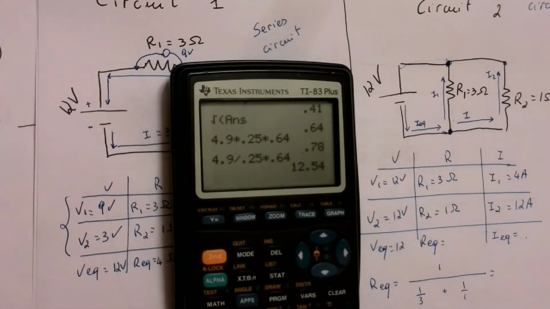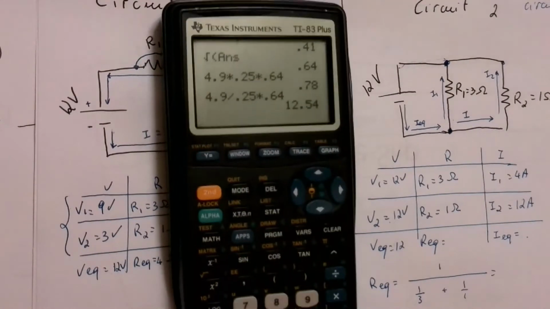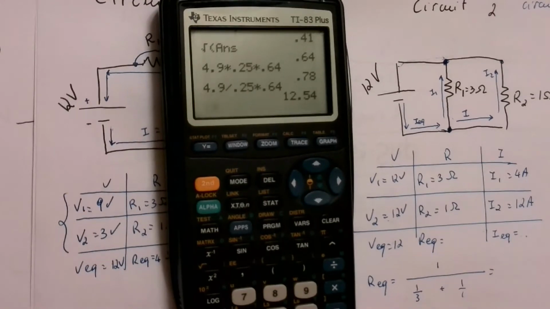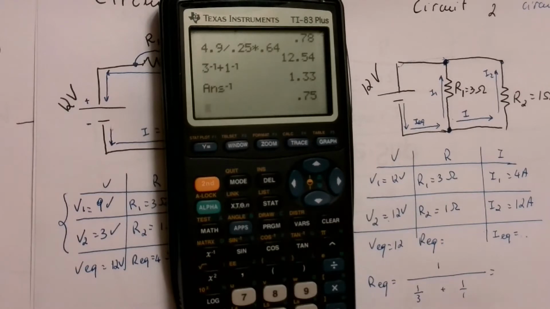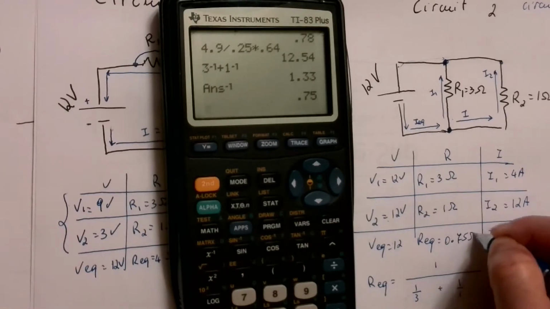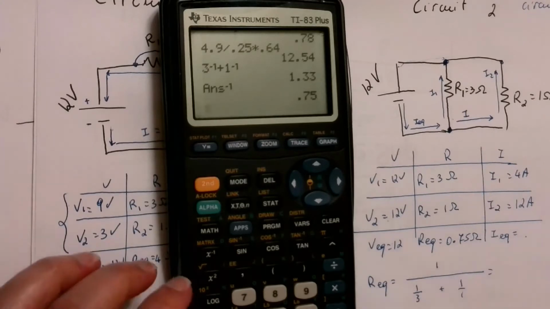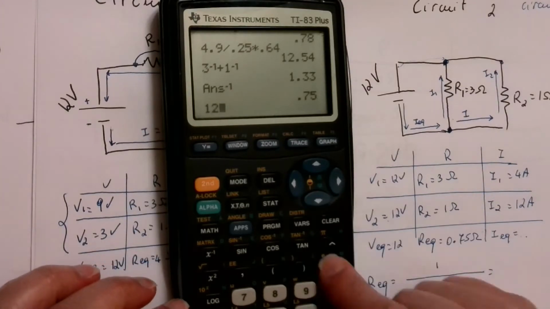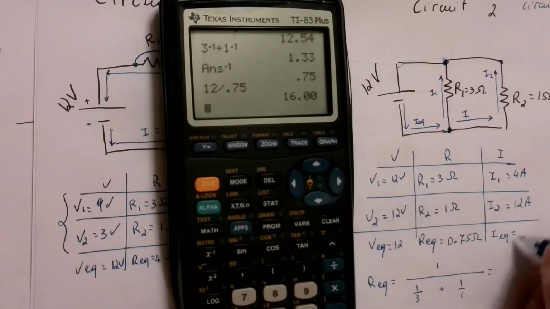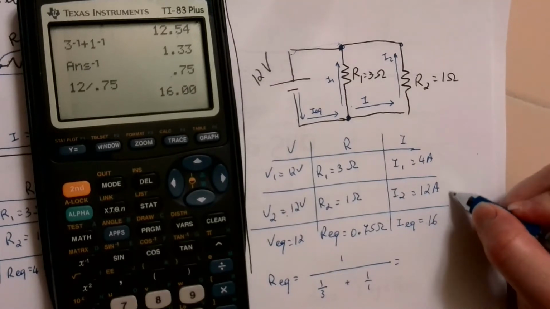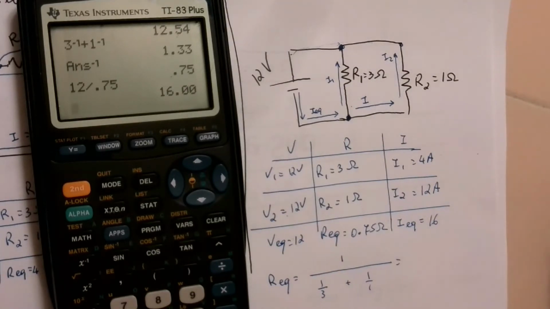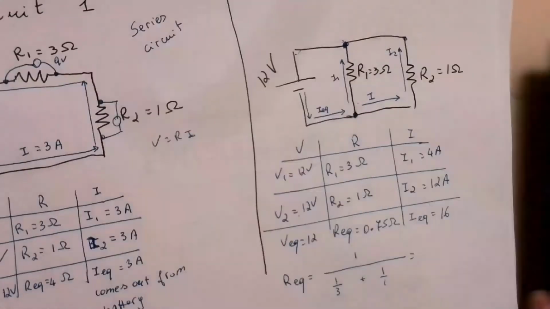So I got to do the 3, right? This is the calculator. So I do 3, then x negative 1, plus 1, x negative 1 doesn't do anything, enter, and then x negative 1, enter, and I have 0.75 ohms. Then I do 12 divided by 0.75, and I have 16. Then I go here and double check: is 4 plus 12 equals 16? Yes. Then I've done everything right, and this is 100% in your test.